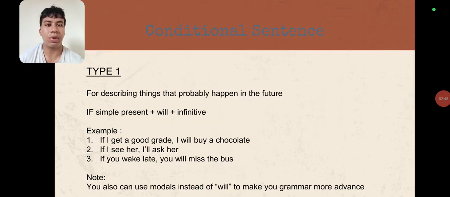Okay, next we come to type 1. Type 1 is used for describing things that will probably happen in the future. So the pattern of type 1 is if plus simple present, plus will plus infinitive. For example, if I get a good grade, I will buy a chocolate.